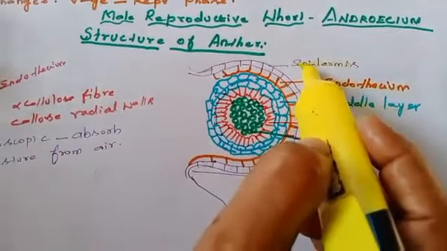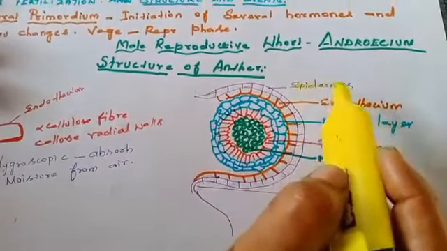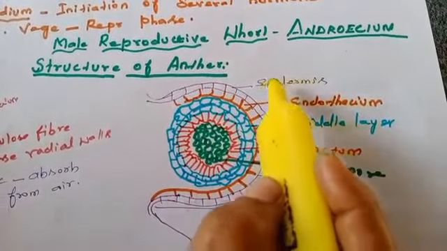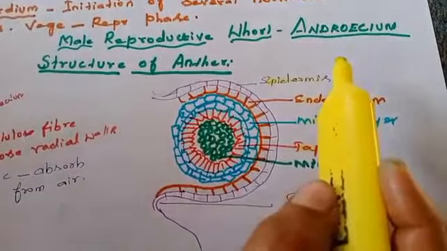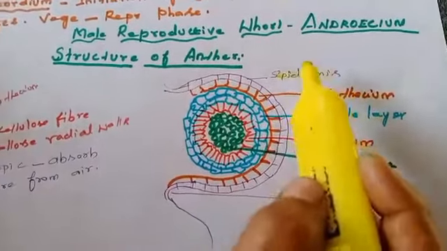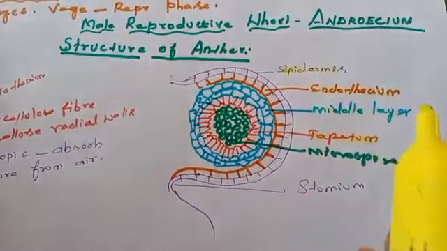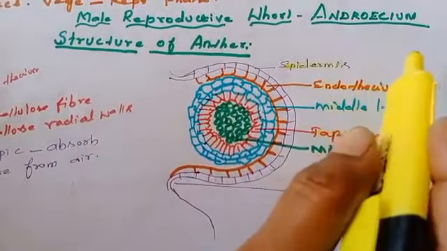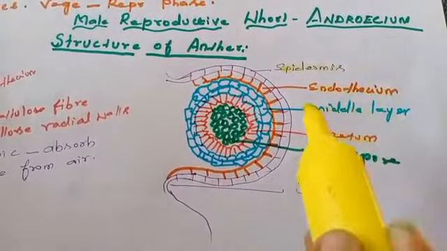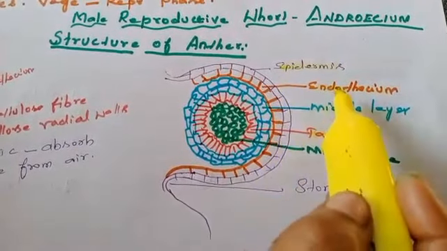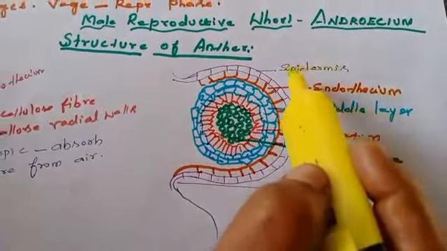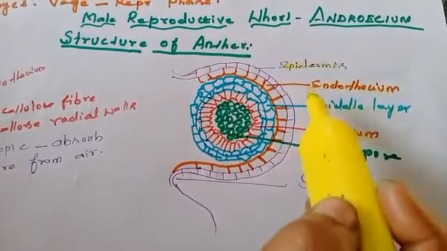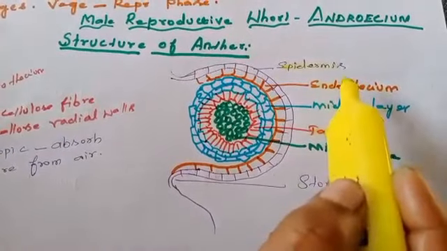The outermost layer is known as epidermis. I have drawn it in violet color. It is a single, thick layer. It gives protection. Then the second layer is endothelium. This is present below the epidermis. This is also a single-cell thick layer.